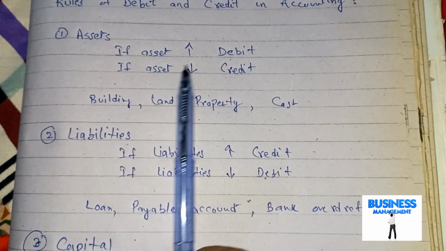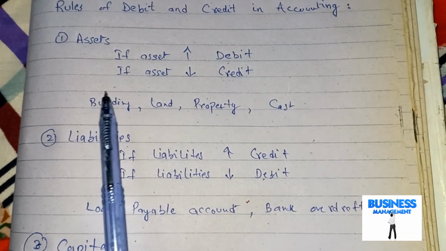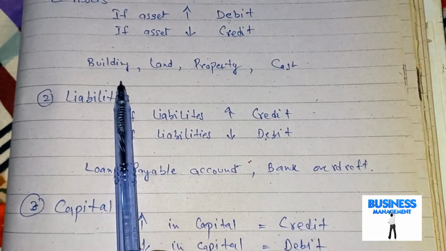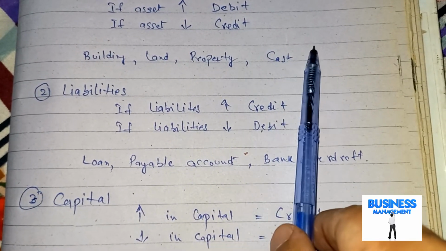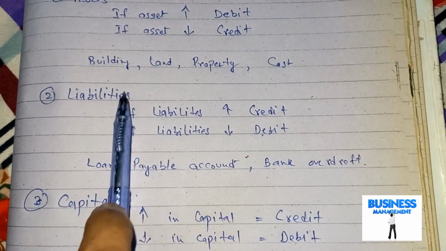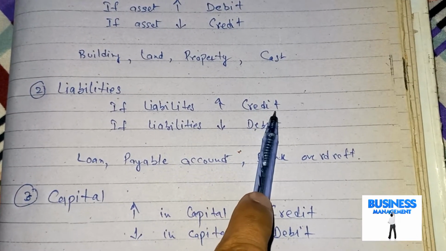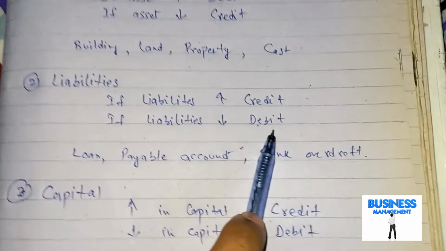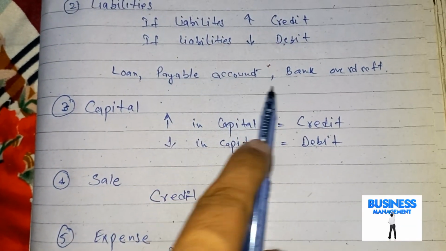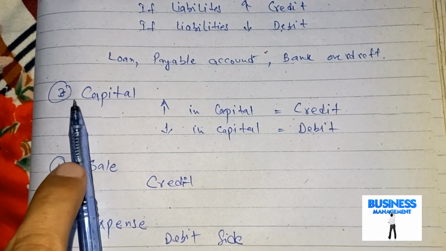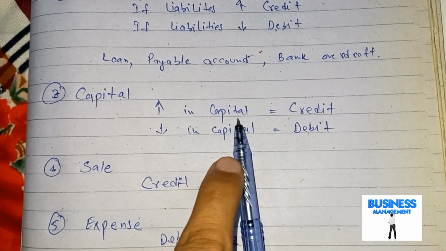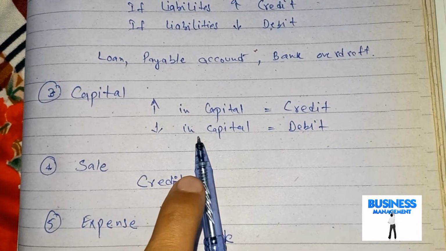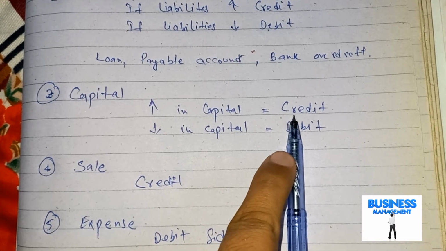For assets, if assets increase, it will be debit. If assets decrease, it will be credit. Examples of assets are building, land, property, and cash. Liabilities, if liabilities increase, this will be credit. If liabilities decrease, it will be debit. Examples of liability accounts are the loan, payable account, bank overdraft. Third is capital. If capital increases, this will be booked on the credit side. If capital decreases, this will be on the debit side.